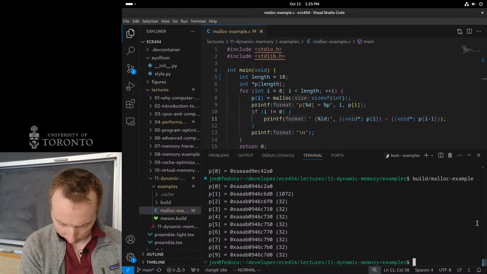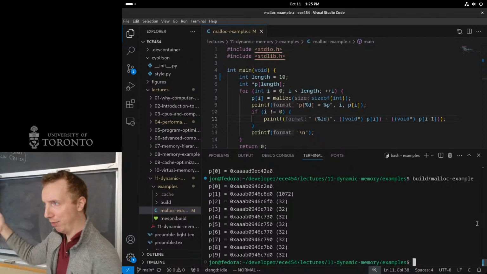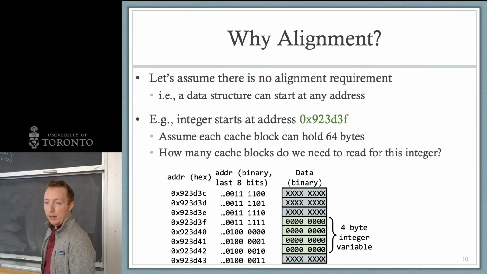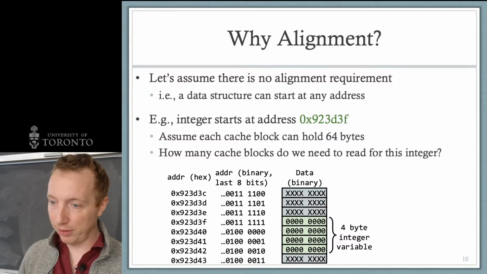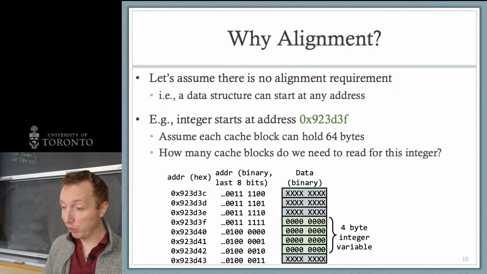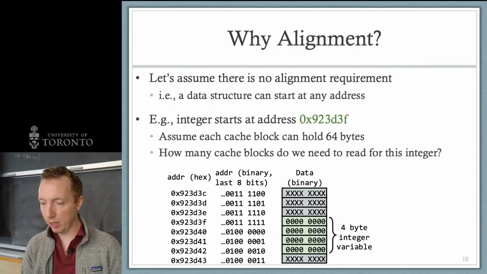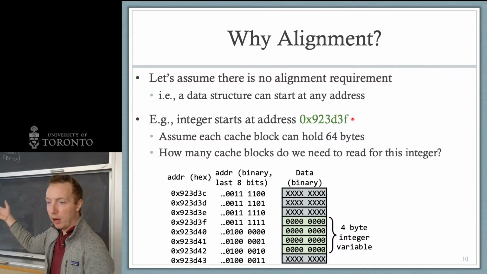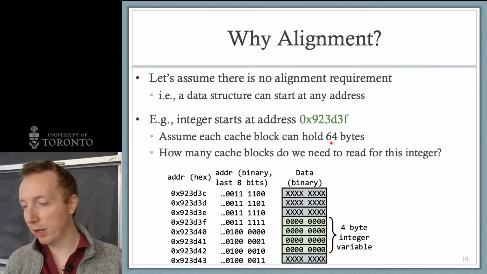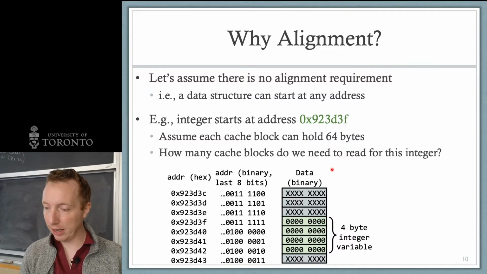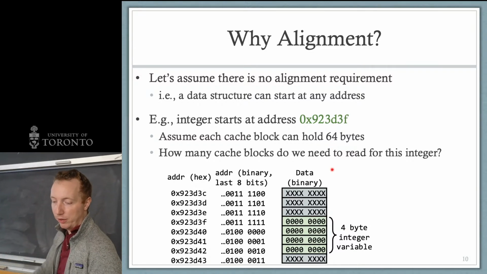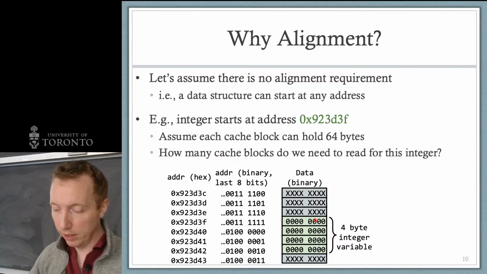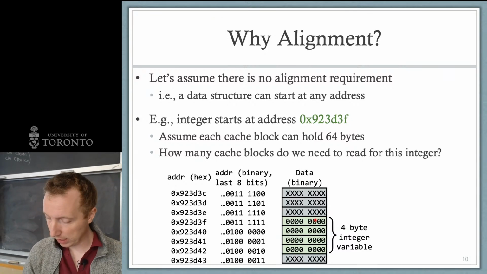But yeah, caches also had something to do with it. Well, that's just general alignment things. So yeah, why alignment? If you don't have any alignment, data structures can start at any address, which is especially bad for caches, but for CPUs as well. So if an integer started at some odd address, and our cache block was 64 bytes, how many cache blocks do we need for this integer? It could straddle the boundary, which I mentioned before when we started talking about caches. We want to make sure things fit in the cache, that they're cache aligned.